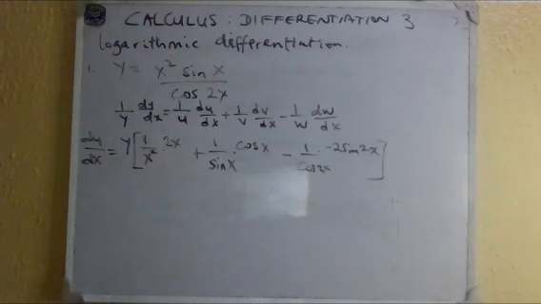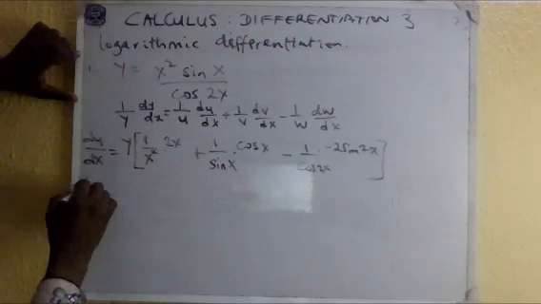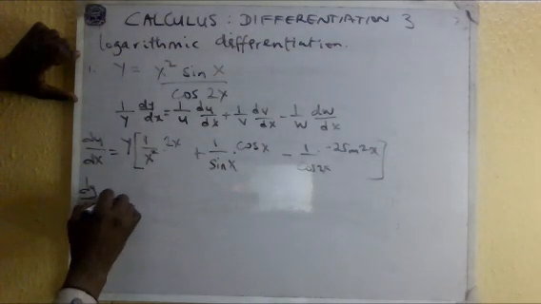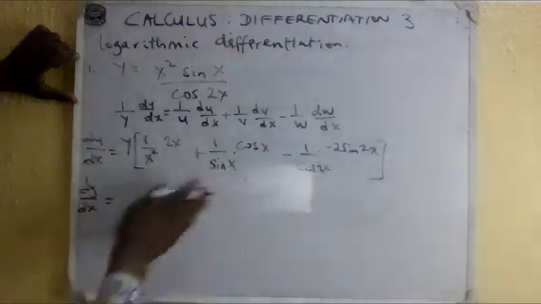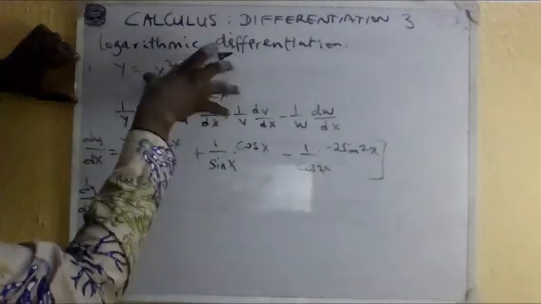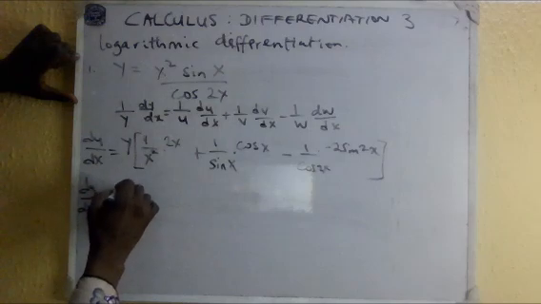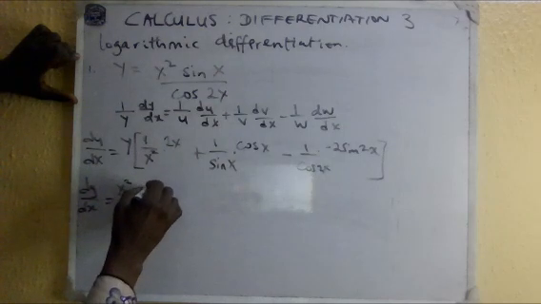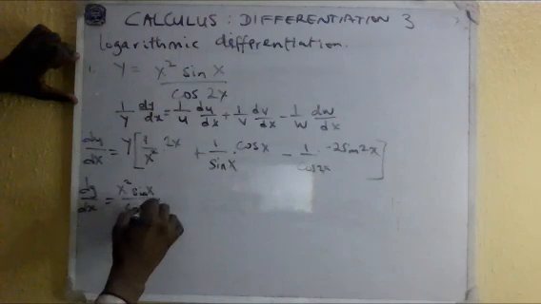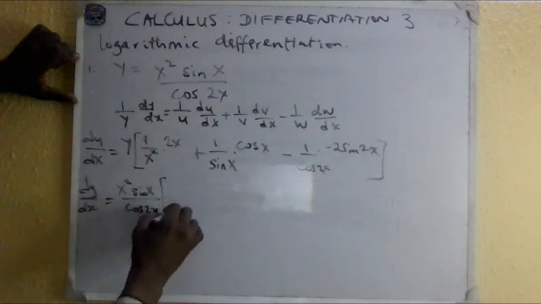Remember that this y is this one, so I can just substitute. dy/dx is equal to this y. I shouldn't be seeing y inside here, only x. This y is the whole of this, so I'll just put it there: x squared sine x over cos 2x. I'll leave it there. Understand?